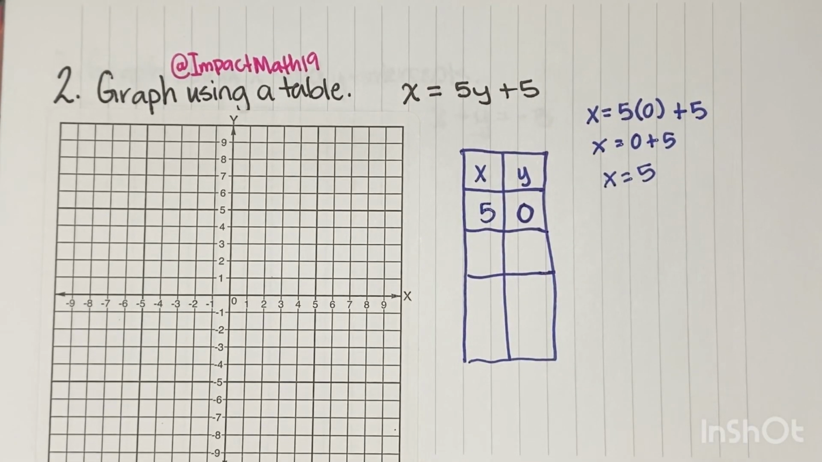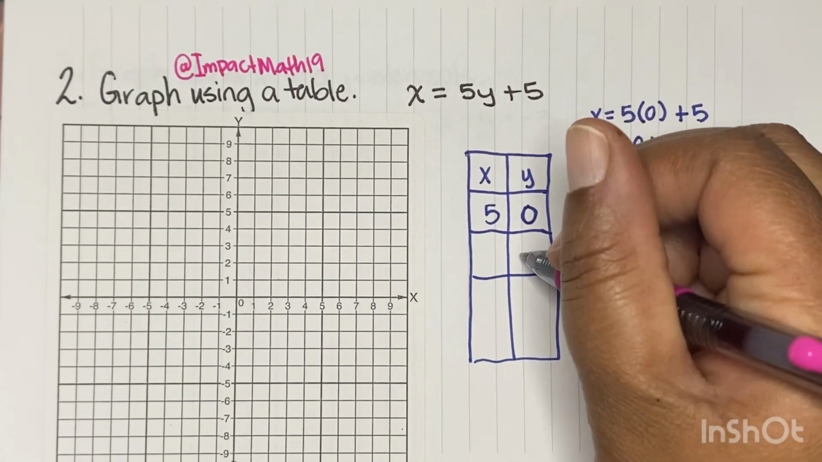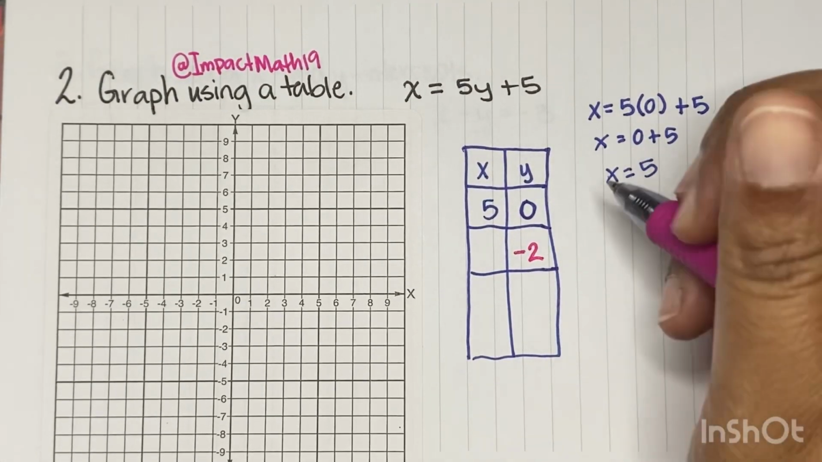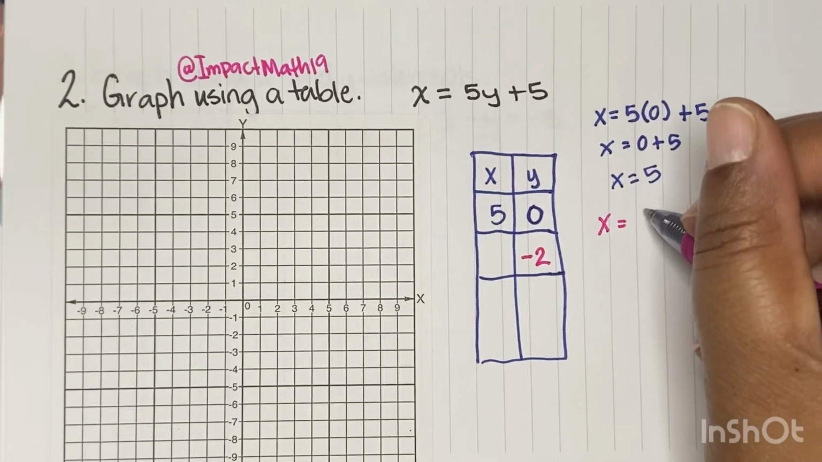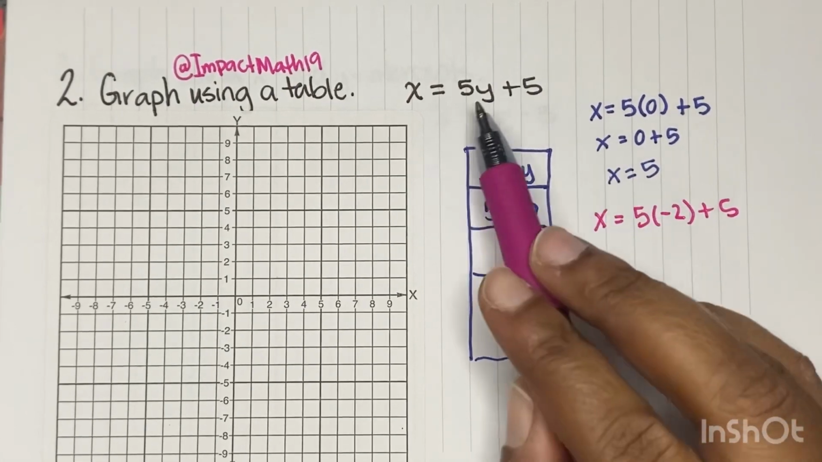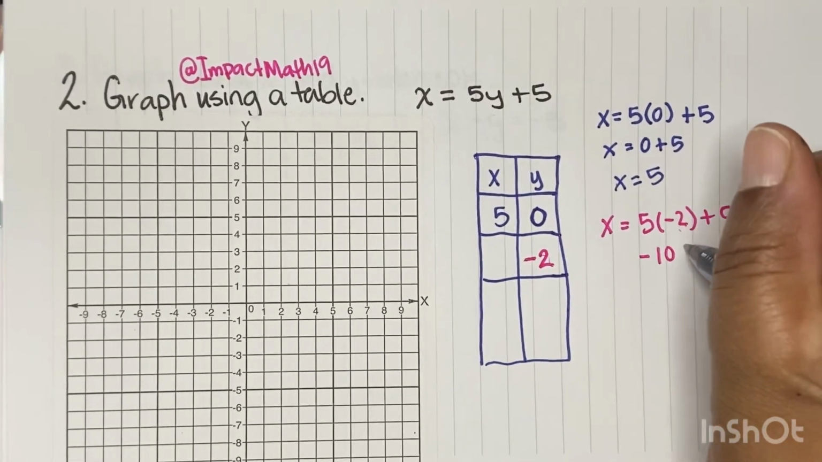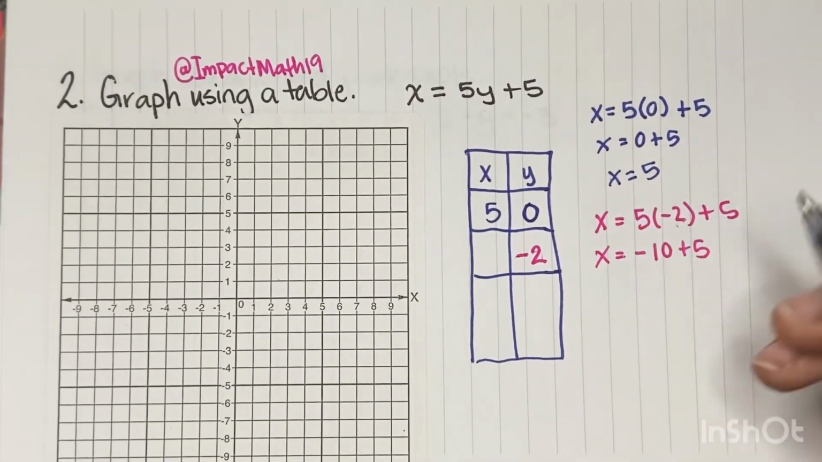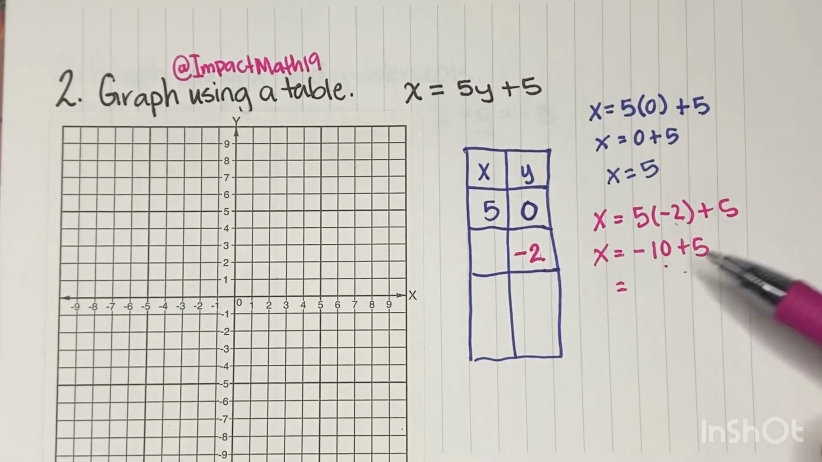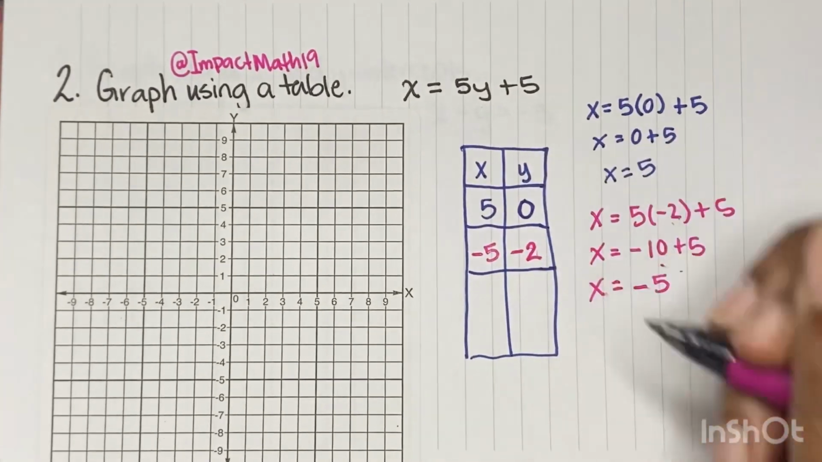Okay, now let's choose another point. So let's say if I plugged in, let's do a negative number. Let's plug in negative 2 for y. So then I would do x equals 5 times negative 2 plus 5. So I'm replacing this y with negative 2. So 5 times negative 2 is negative 10 plus 5 equals x. And negative 10 plus 5, well, if somebody owes you $10 and they paid you 5, they still owe you $5 left. So we would get negative 5.